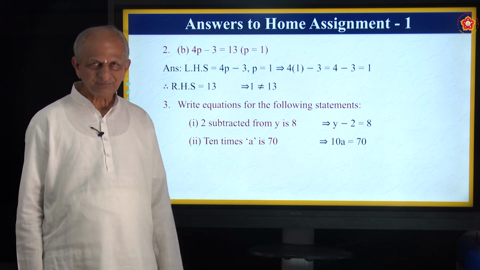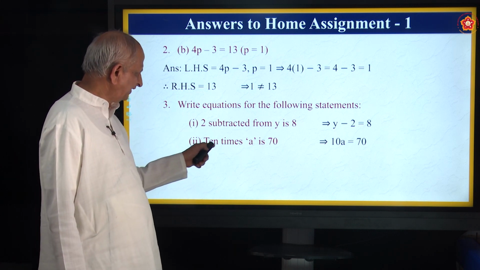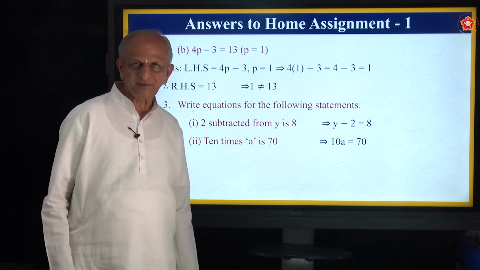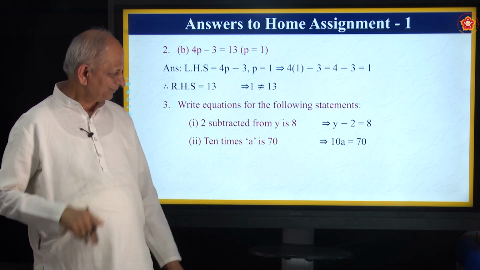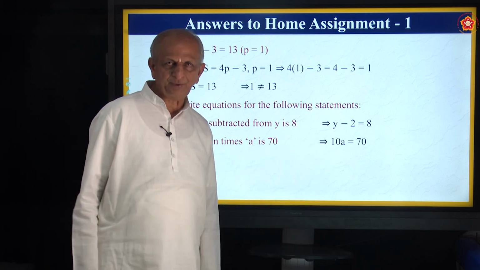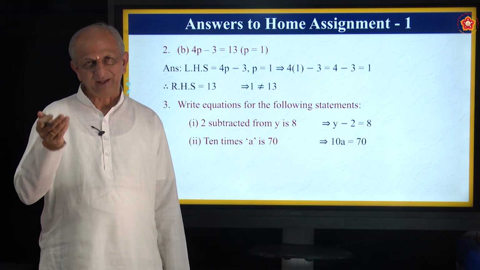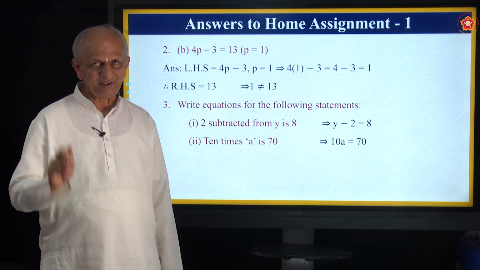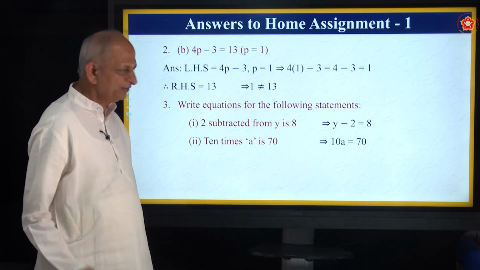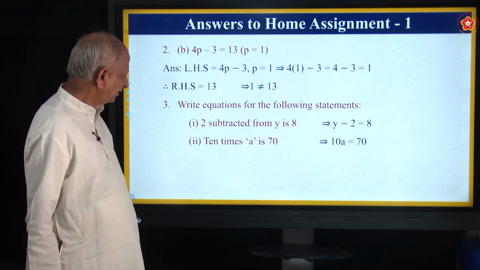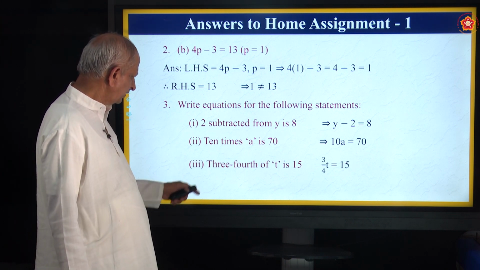Are you following? Okay. 10 times a is 70. 10 times, not one time, 10 times. So, 10a. Suppose you say 5 times, 5a, 7 times, 7a, that is 10 times. So, 10a is equal to 70. Only that much, no need of solving. You are asked to write the equation.